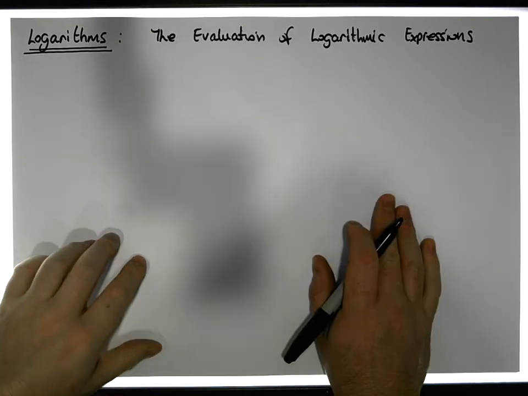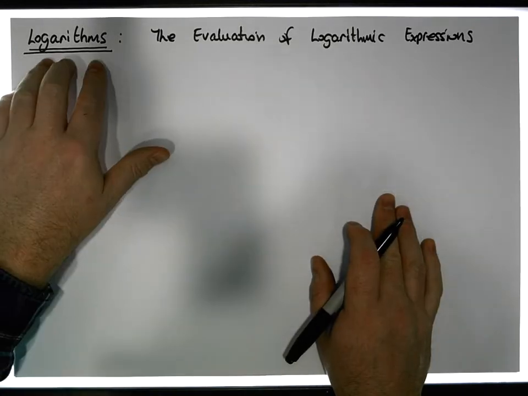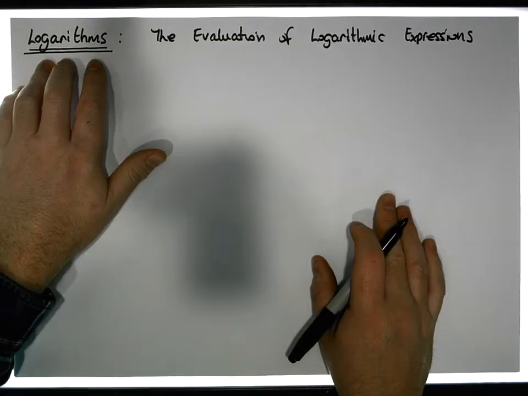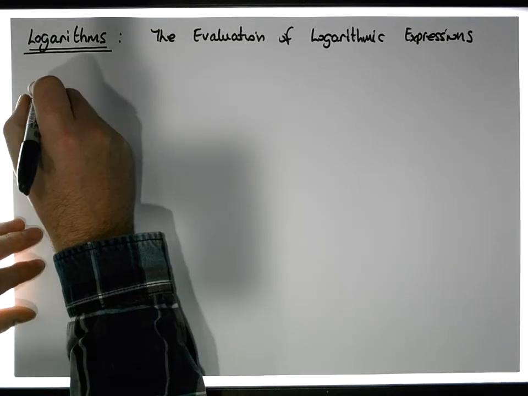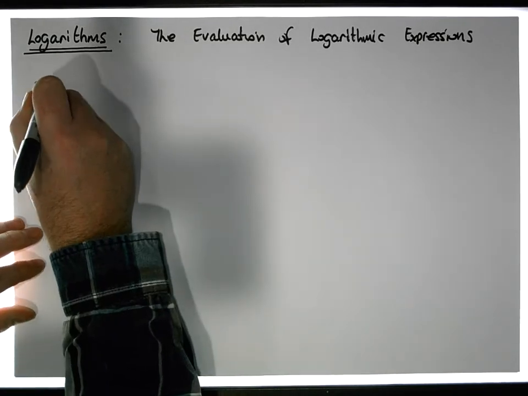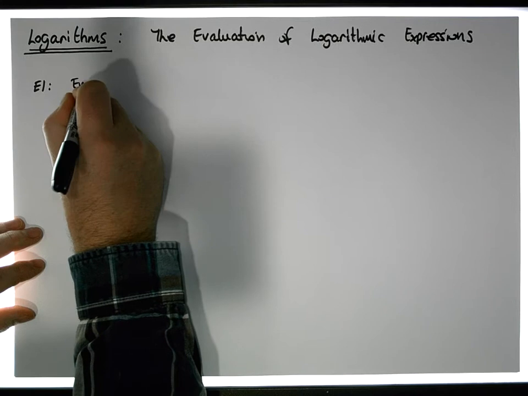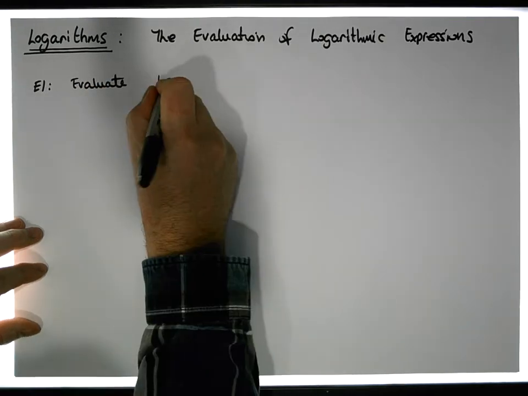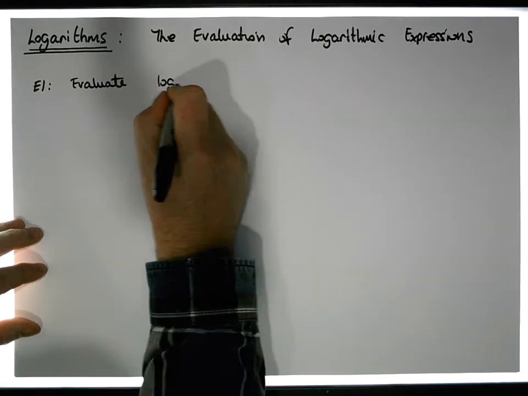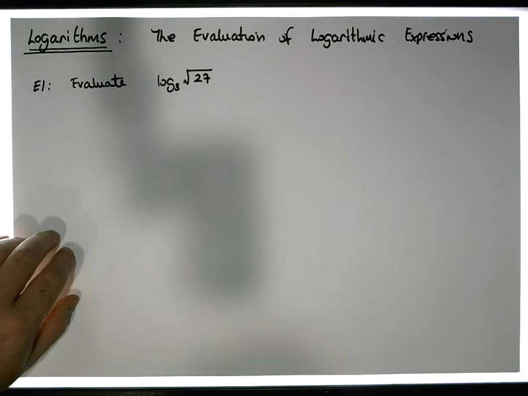In this short video, another in our series dealing with logarithms, and another dealing with the evaluation of logarithmic expressions, we're going to consider a couple of small examples. Let's say example one, let's call this C1. What we'd like to do is evaluate the logarithmic expression log of the square root of 27 to the base 3. What does this work out as, if that makes sense?